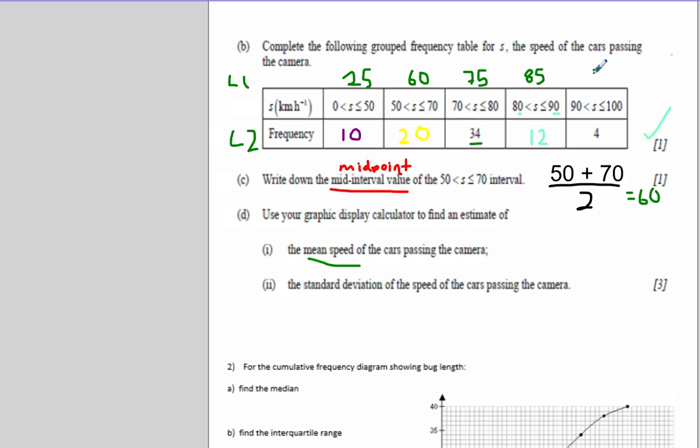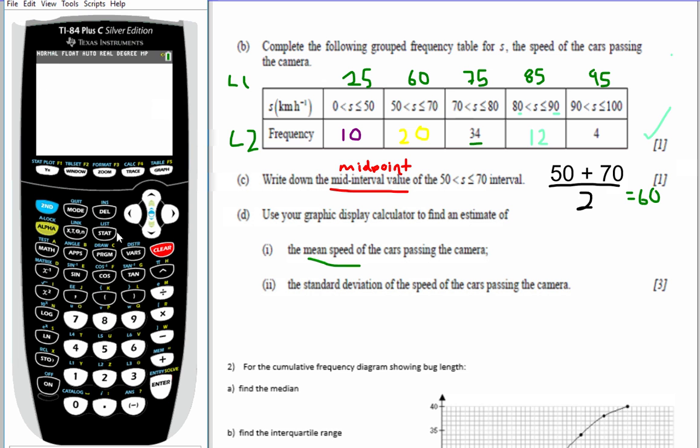So we're going to go stat edit, and we're going to enter in L1, we'll enter in our mid-interval values, our midpoints, and in L2 we enter our frequencies. So let me demonstrate that for you. Grab out your calculator and do it too if you like. So clear, so it's a statistic we're finding, it's mean. So it's stat edit. So just press enter to select edit.